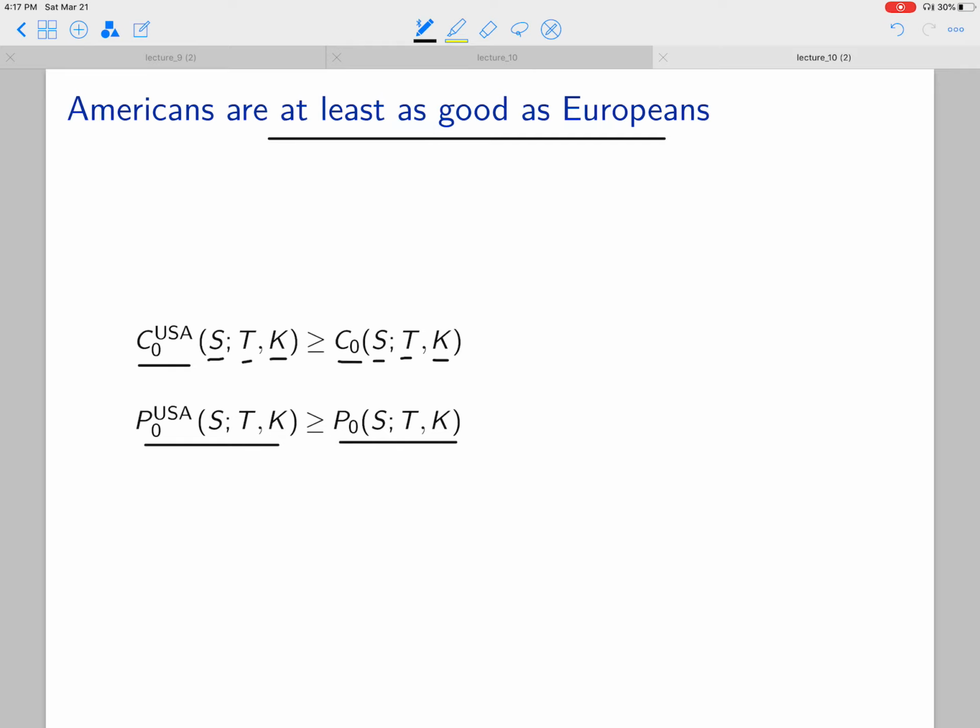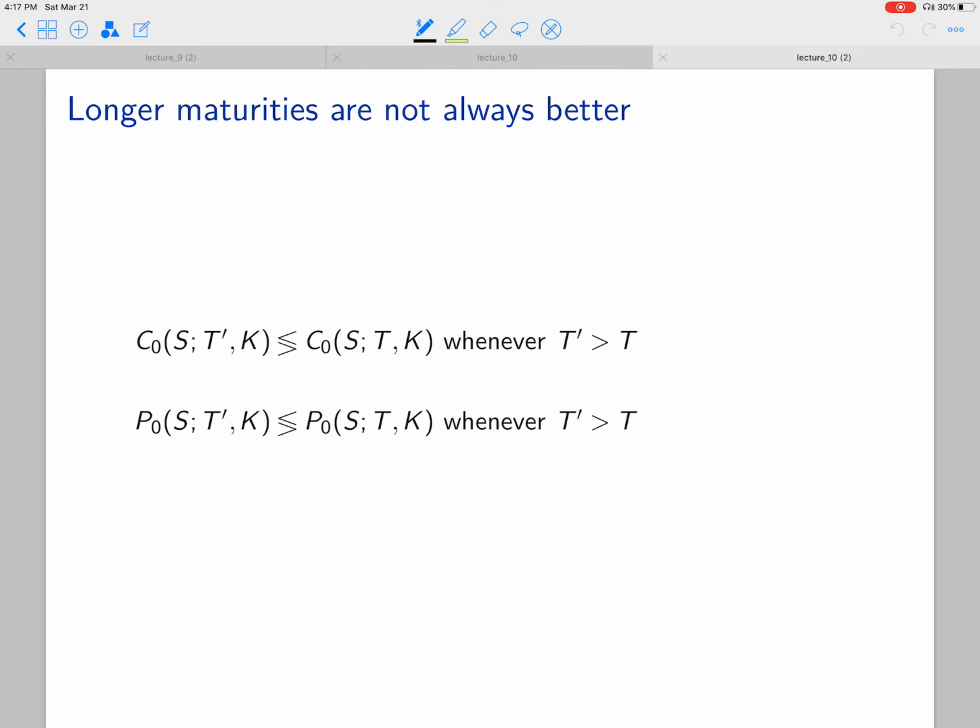The second fact of comparative statics is that longer maturities are not always better, but they usually are. In most cases, an increase in maturity is going to lead to a higher price.